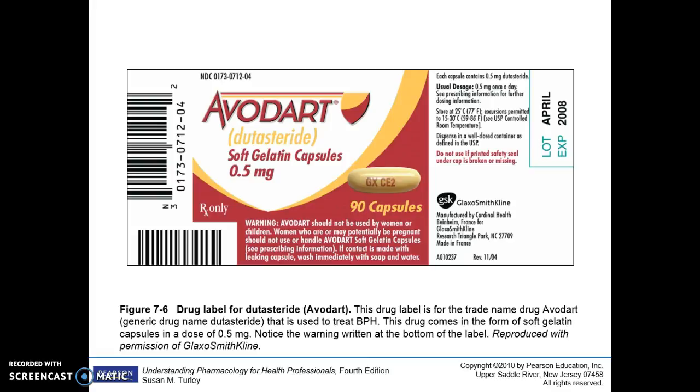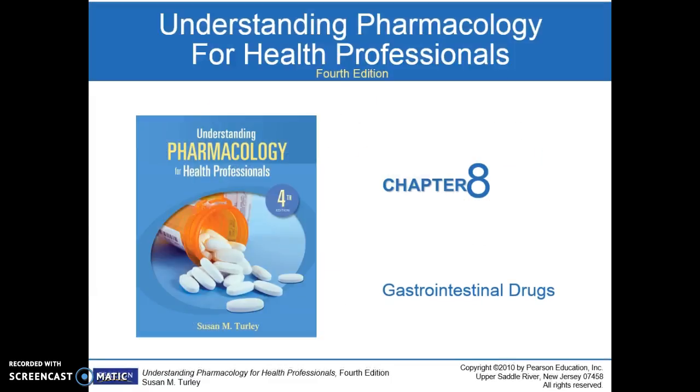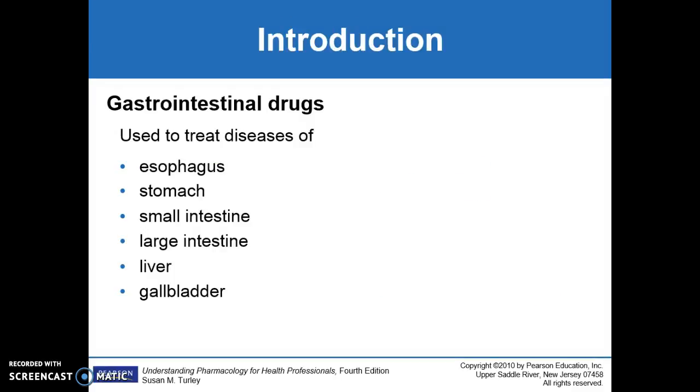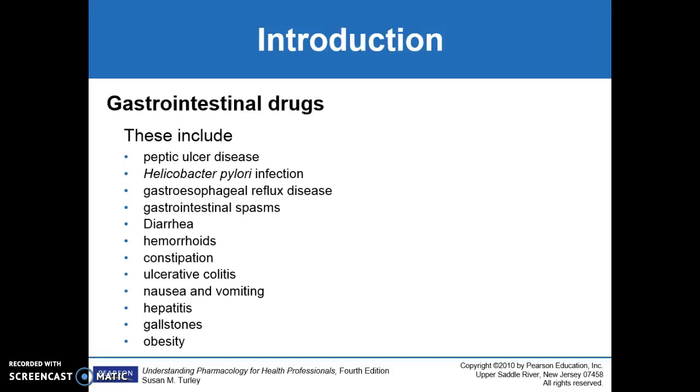The other chapter that you're going to be covering this week is chapter 8, which is the gastrointestinal drugs. This category covers anything dealing with the stomach. The gallbladder falls into this, the liver falls into this. So anything we think of in the GI tract, that's what's going to fall into this. That could be ulcers, GERD, diarrhea, constipation, colitis, nausea and vomiting, hepatitis, and even obesity. All of those things fall into the GI system drugs that we're going to be looking at.